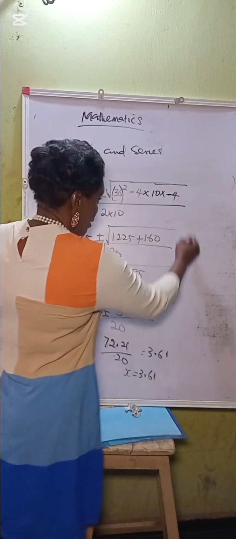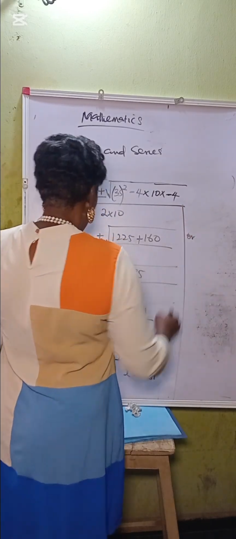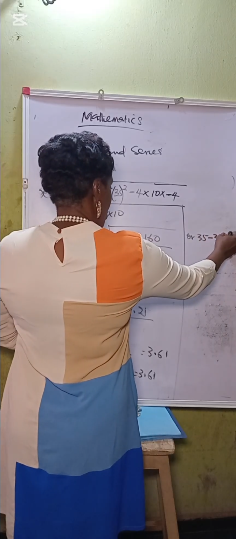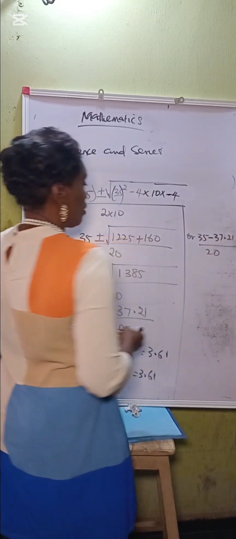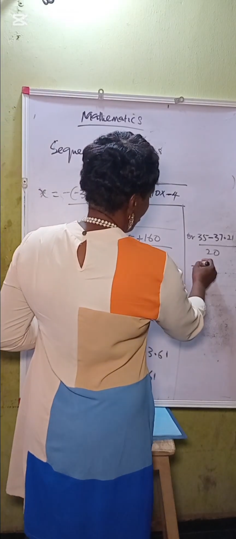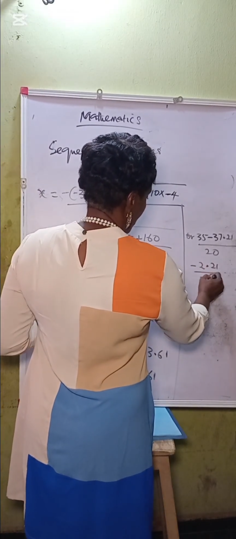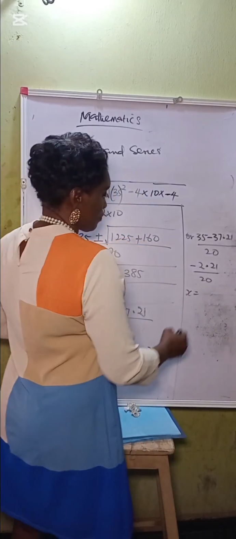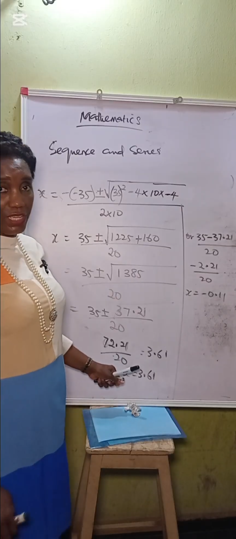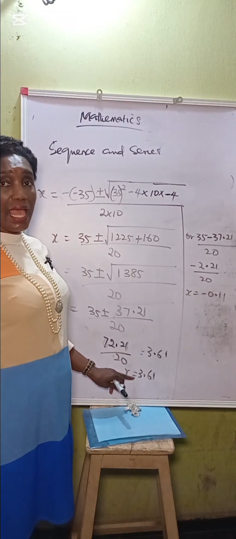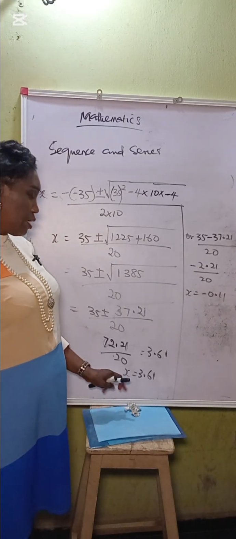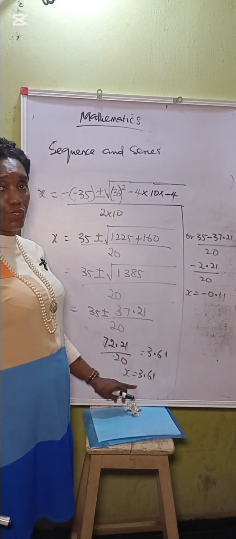Or 35 minus 37.21 all over 20 will give us minus 2.21 over 20, which is minus 0.11. So we are taking the positive answer, and the value of our x is 3.61 in 2 decimal places, but approximately it will give us 4.